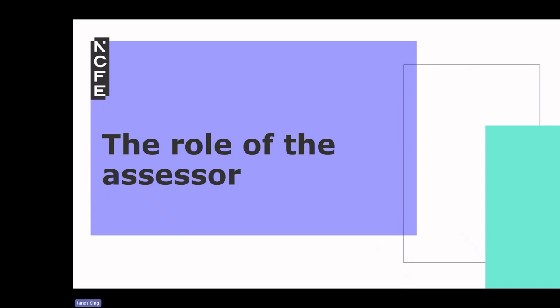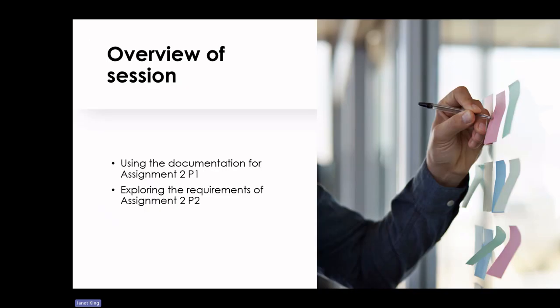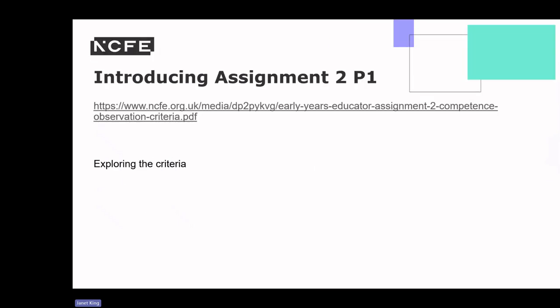The role of the assessor, and in particular, we're going to look at the Early Years Educator Occupational Specialism Assignment 2 Part 1, that's looking at the documentation from the Department for Education, the Early Years Educator Criteria. We'll also just have a short overview of the requirements of Assignment 2, Part 2. Those are the structured observations that take place within the second year of your student's journey. But the focus is going to be on Assignment 2, Part 1.